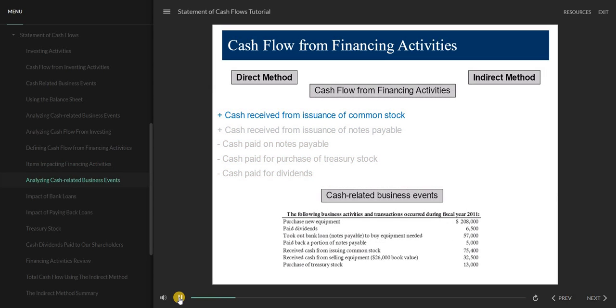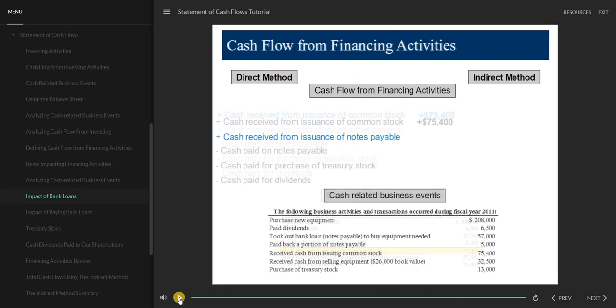Looking at this information, we note that we did receive $75,400 in cash from issuing common stock, so we add that to our cash flow from financing activities. We should also note that we took out a $57,000 bank loan or notes payable to receive cash for an equipment purchase. This will get added back to our equation.